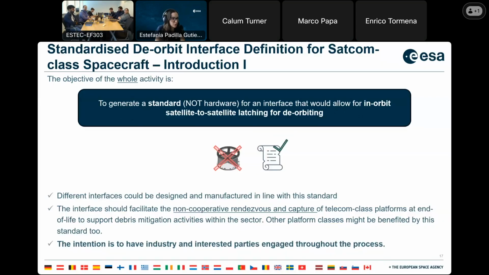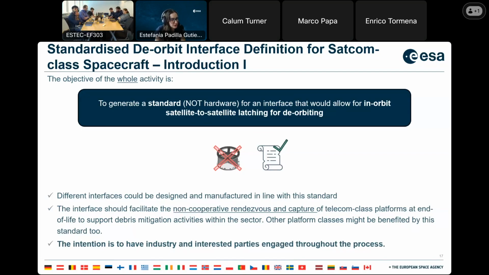So the name of the activity we know is pretty long. Sorry for that. I just want to repeat it because it's important to have it in mind. Standardize the orbit interface definition for Satcom-class spacecraft.